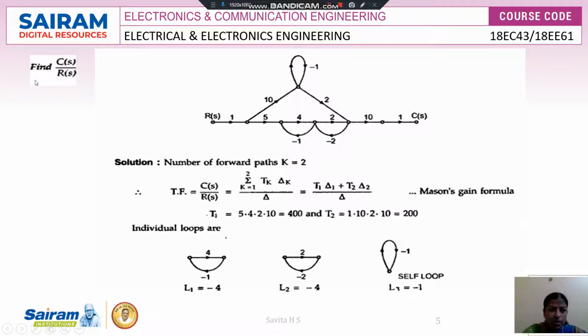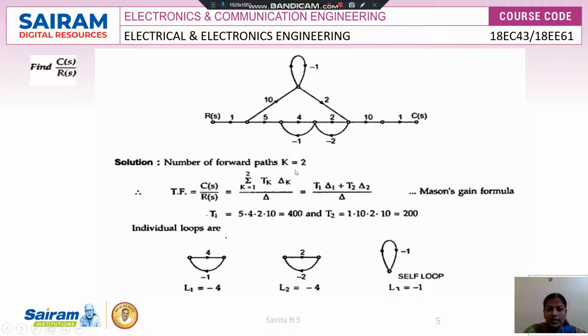Now we'll see the next problem. Find C(s)/R(s). This is the given problem. In this I need to find the number of forward paths first. The first forward path is 1 into 5 into 4 into 2 into 10. For the second forward path, T2 is equal to, starting from 1, then 10, then 2, then again 10 and again 1. So 10 into 2 into 10, which I can write as 200. The first forward path value I'm getting is 400, the second is 200.